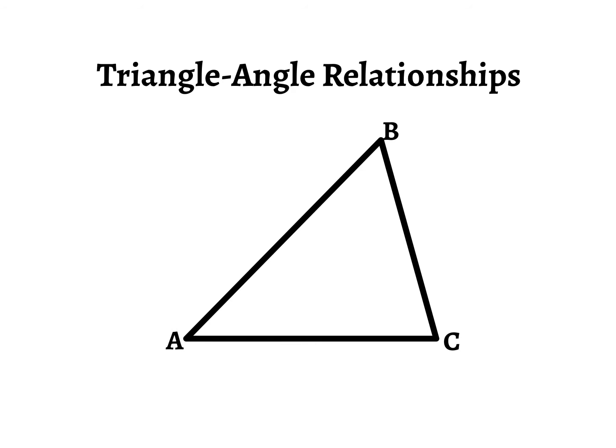So we're going to talk about the relationship between the angles of a triangle and the sides of the triangle. I'm going to start by analyzing angle A. The way a triangle works is that angle A opens up to the opposite side. So the size of angle A is directly related to the opposite side, BC.